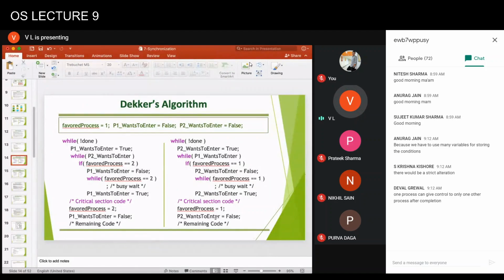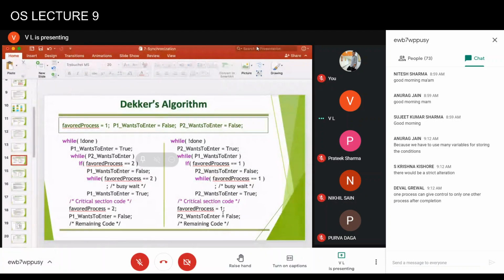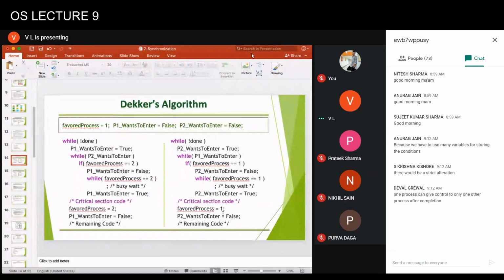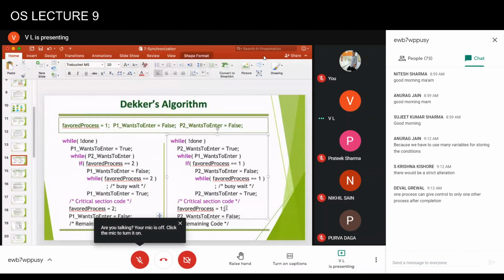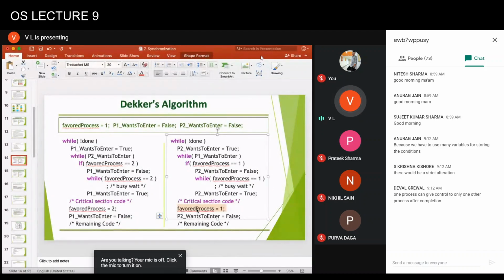So we said that the favored process is being written after the critical section is being executed. Is it possible that multiple processes, because of the context switch, might be here in this particular position?